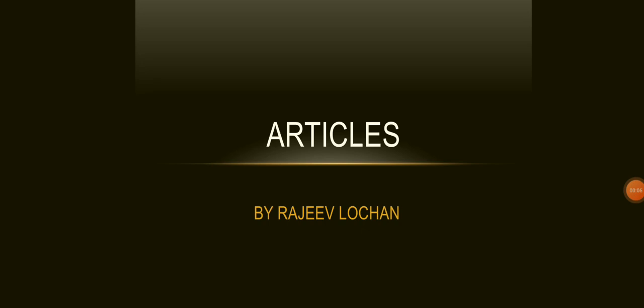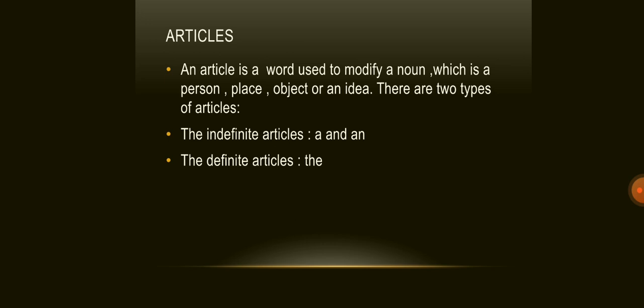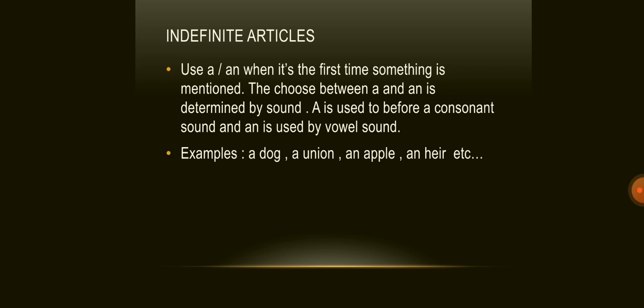Today we'll be learning about articles. Let's get started. An article is a word used to modify a noun, which is a person, place, object or an idea. There are two types of articles: the indefinite article, a, and the definite article, the. Now let's learn about them in detail.